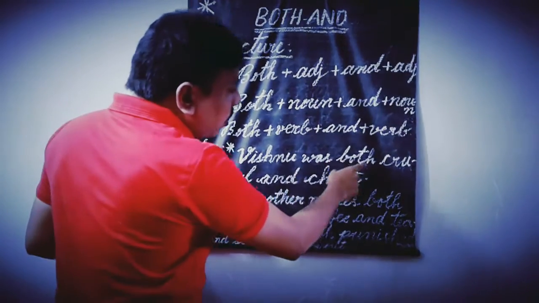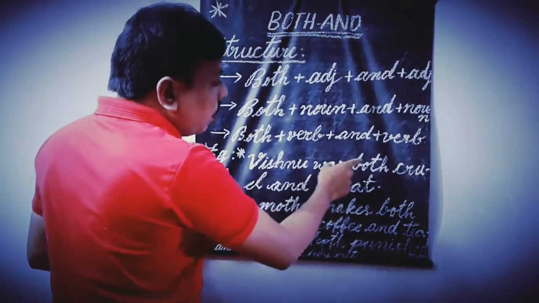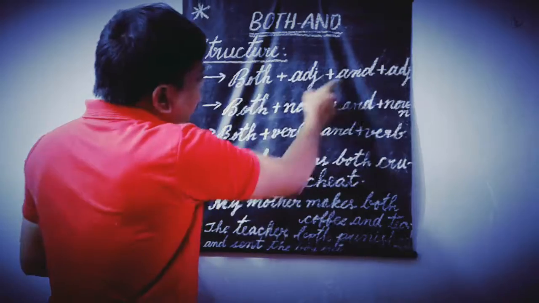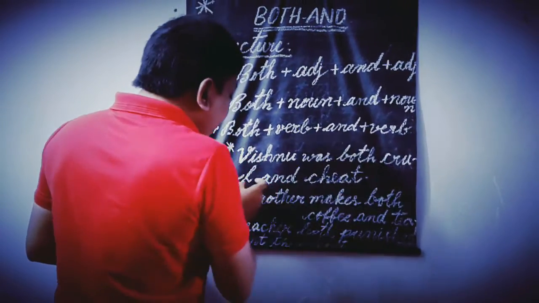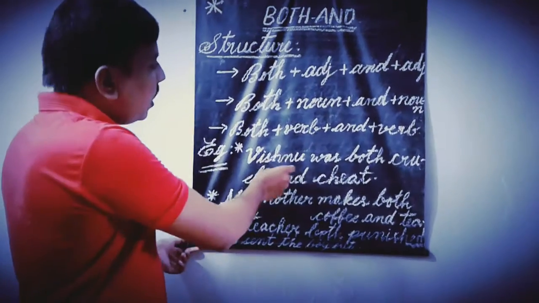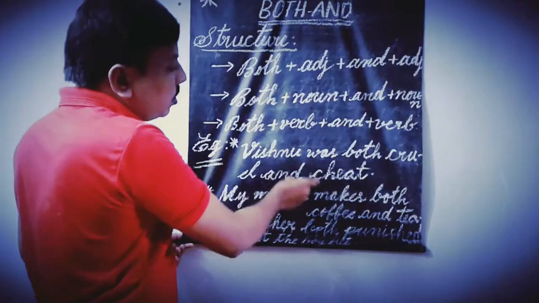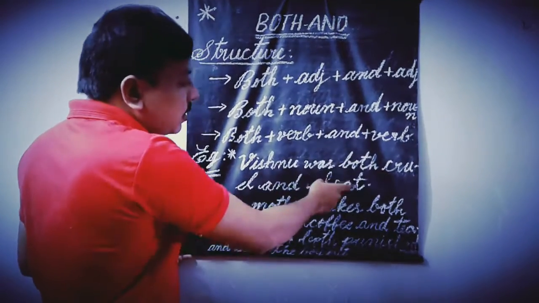Vishnu was both cruel and cheat. Here, if you take the first structure, Vishnu was both plus adjective plus and plus adjective. Okay? By using this structure, we have joined two events into one. Vishnu was both cruel and cheat.